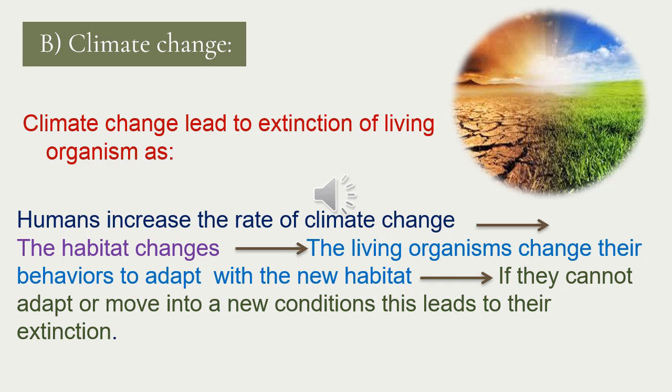Do you think that climate change can affect the ecosystem? Climate change can lead to the extinction of living organisms. When humans increase the rate of climate change, the habitat changes. Many living organisms can't adapt to the new habitat. So, if they cannot adapt to the new habitat, they may die, and this causes extinction.